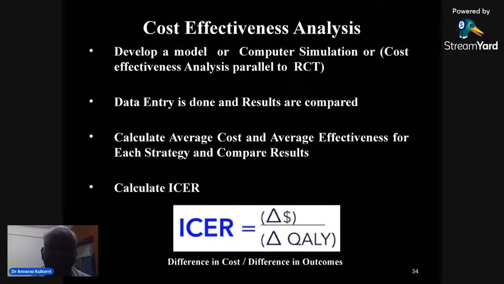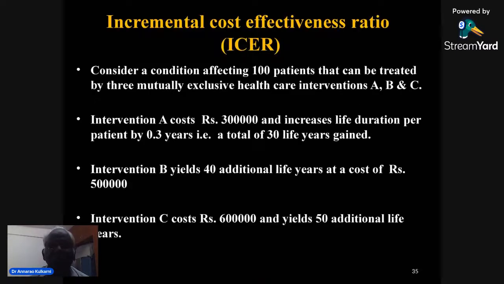But better than the average cost effectiveness ratio, we have what is called the incremental cost effectiveness ratio, ICER. This is more important than ACER, that is, the average cost effectiveness ratio. So the incremental cost effectiveness ratio is the difference in the cost divided by the difference in the outcomes. Let's see one example using this incremental cost effectiveness ratio.